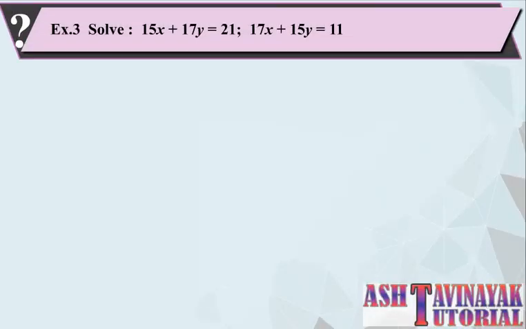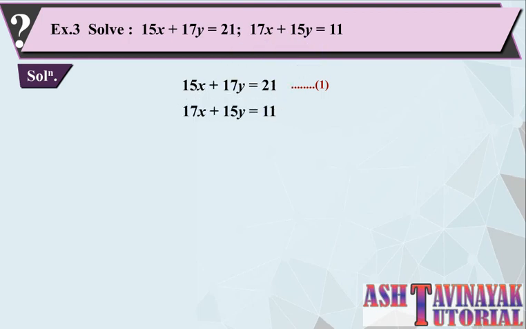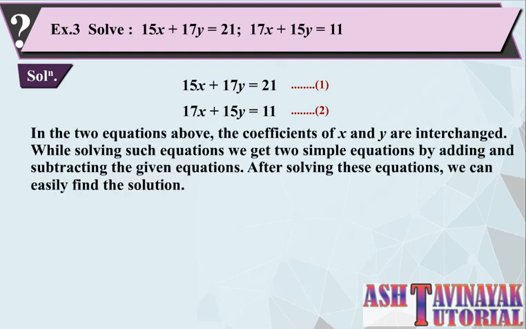Example 3. Solve 15x plus 17y is equal to 21, 17x plus 15y is equal to 11. Solution. 15x plus 17y is equal to 21. Equation 1. 17x plus 15y is equal to 11. Equation 2. In the two equations above, the coefficients of x and y are interchanged.